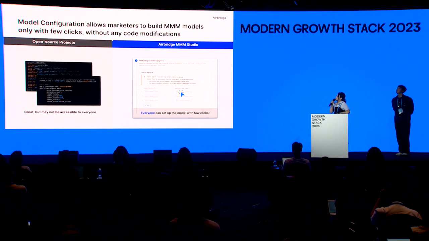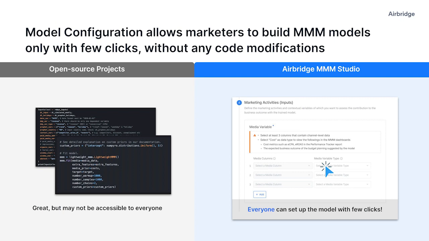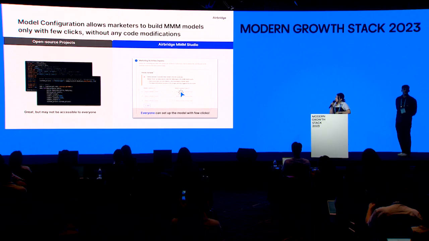Okay, let's begin with model configuration, where complexity meets simplicity. This feature allows any marketers to easily create sophisticated MMM models without the need for any coding knowledge. Open source projects are great, they have amazing features, but they often require the marketers to run code to train the MMM model, which means that they need to rely on collaboration with data scientists or need coding expertise. Yet, model configuration doesn't require any of these efforts.